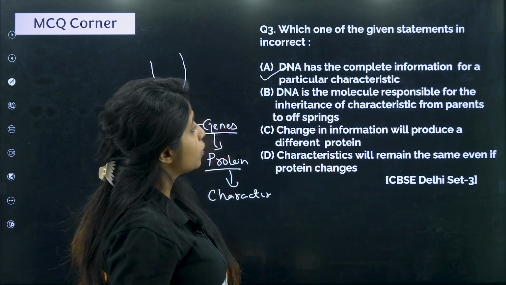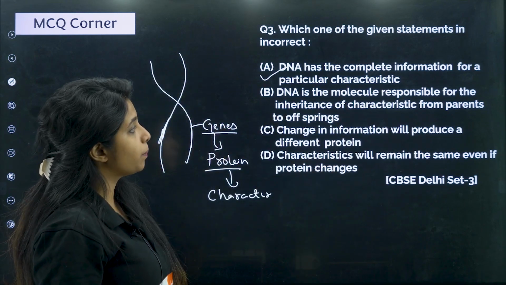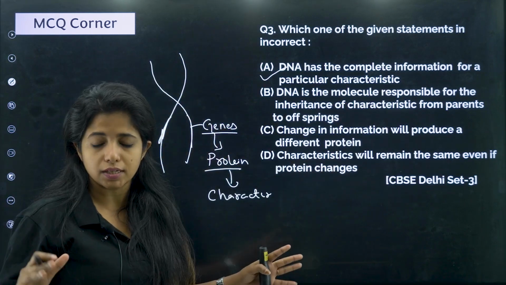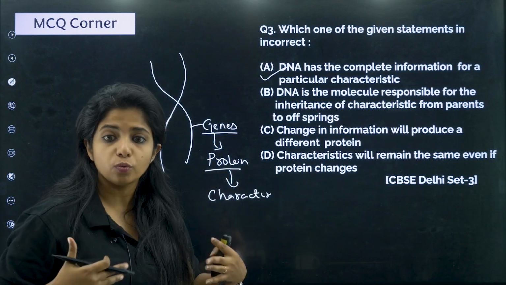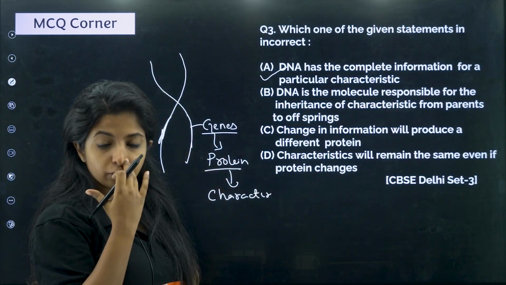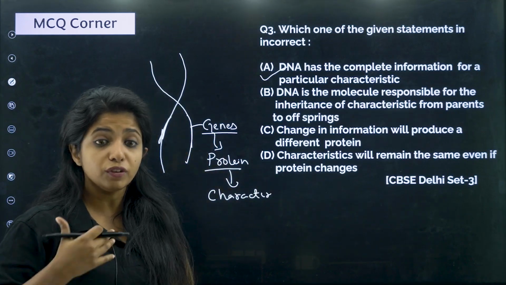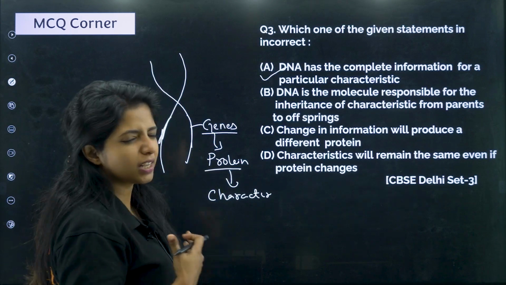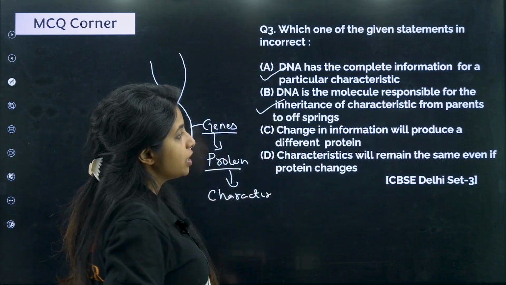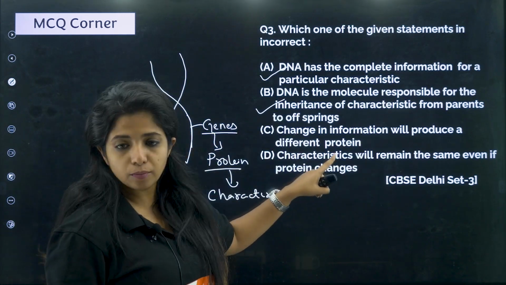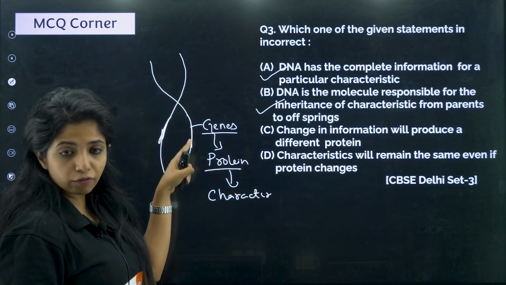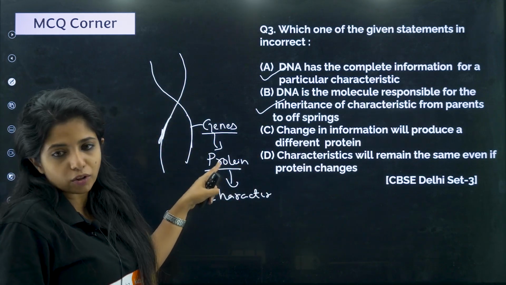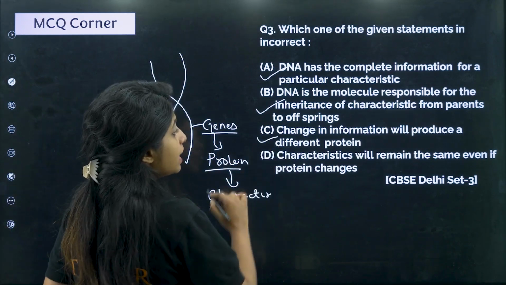DNA is the molecule responsible for inheritance of characters from the parent to offspring. Yes, we do not have anything else. So parents pass their DNA, this is how we get all the information. This is how we look almost similar to our parents, not exactly similar. Now, change in information will produce a different protein. Yes, if you change the information over here, you are going to make some other protein. So this is also true.